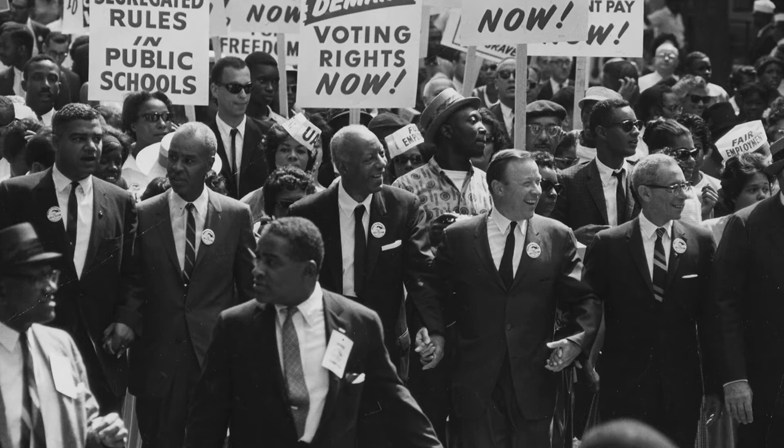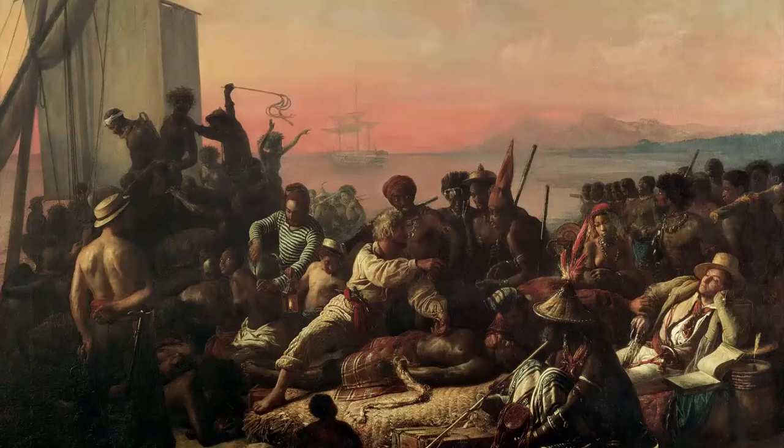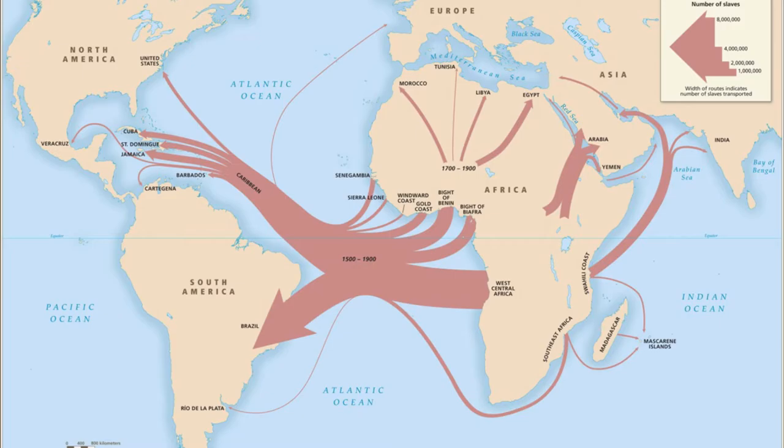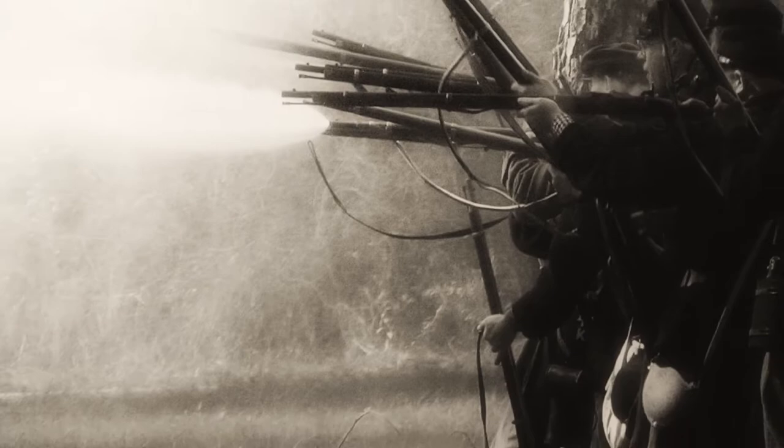Today we're going to summarize key events and outcomes in the struggle for equality of African Americans. Around 12 million Africans were shipped to the New World as slaves, with about 450,000 ending up in the United States. By the time of the Civil War, the slave population had grown to nearly 4 million. Slavery played a central role in the agricultural economy of the southern states.